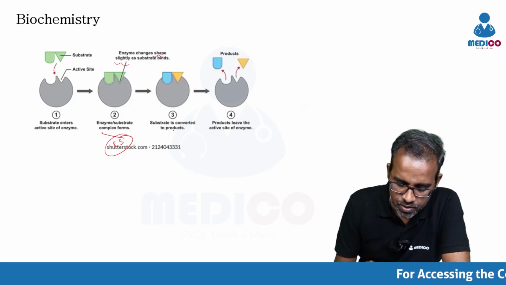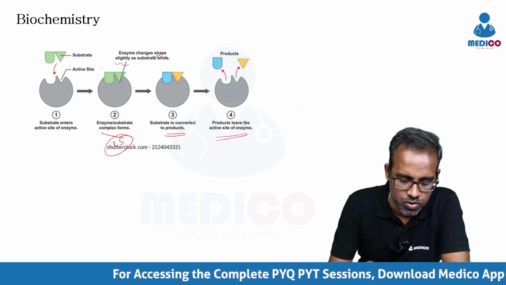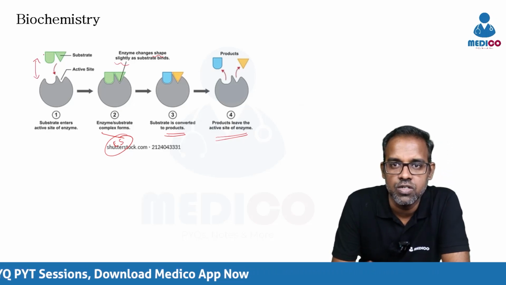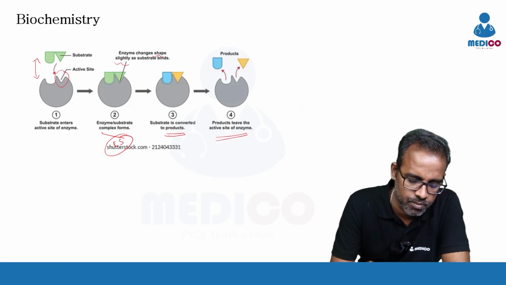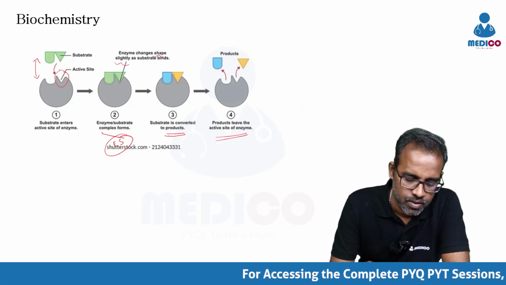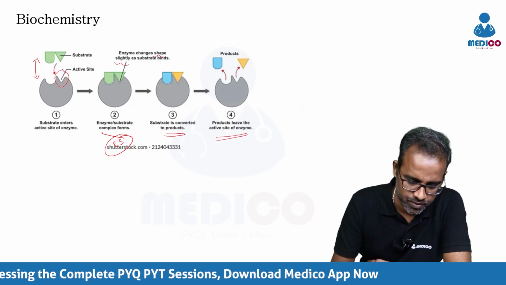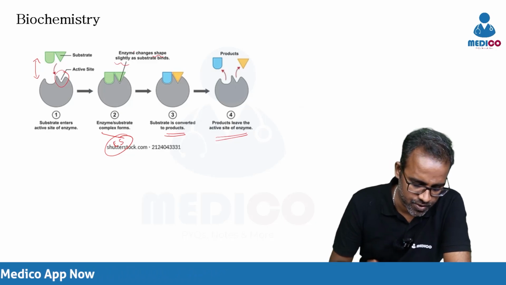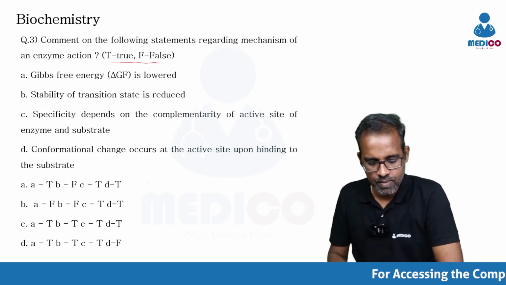After that, the substrate is converted to products. The products will leave the active site of the enzyme. Not all substrates can bind to any enzyme. Only the substrate which is specific to that site can bind it. The complementarity of the substrate and the active site determines the specificity of the reaction. Then upon binding, there are some slight conformational changes at the active site. So with this, we'll try to find out the answer for this.